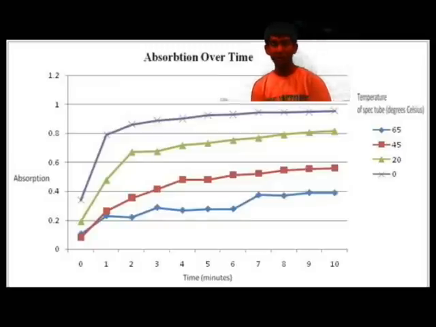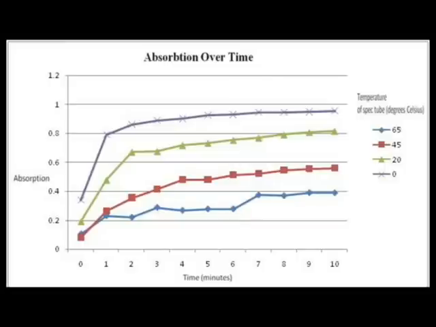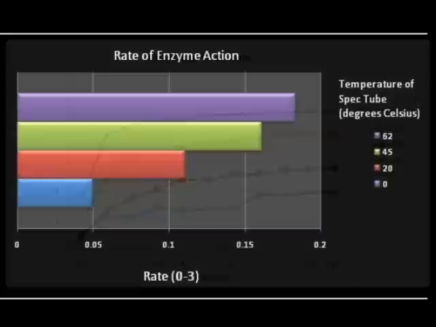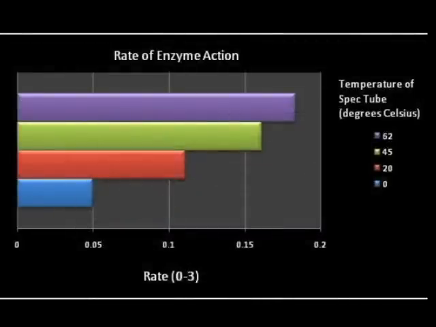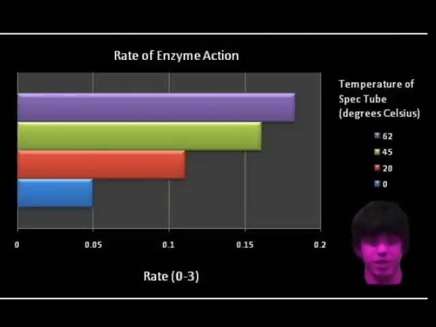Now to find the rate of reaction, we took the percent absorbance at the 2-minute mark and subtracted it from the initial percent absorbance at the 0-minute mark. We then took this value and divided it by 2 to get the initial rate of reaction over the 2-minute interval. Now this data was then compiled into a new table, Table 2. This graph shows each rate of reaction for each of the 4 test tubes. As you can see, the higher the temperature, the higher the rate of reaction.